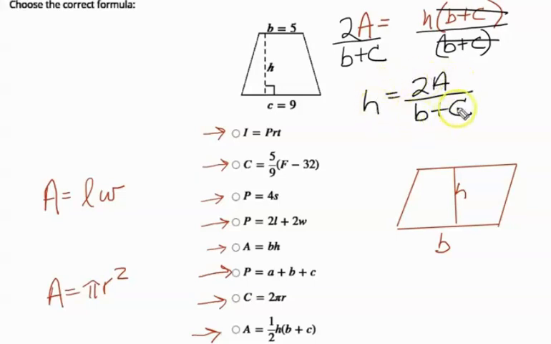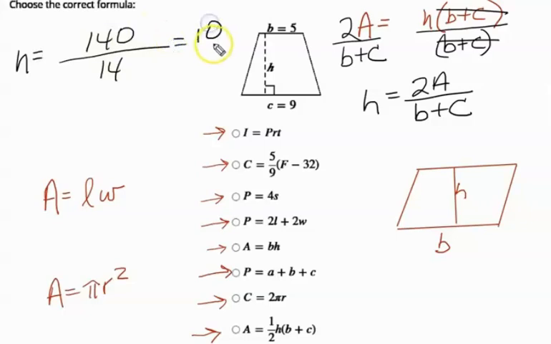Now that we've solved for the formula, we can do our substitution. Well, we knew the area was 70, so 2 times 70 is 140. And we know our bases are 5 and 9, so that's 14. So our height, and 14 goes into 140 10 times. So the answer to the second part of this is the height equals 10. All right, lots of stuff in this one.